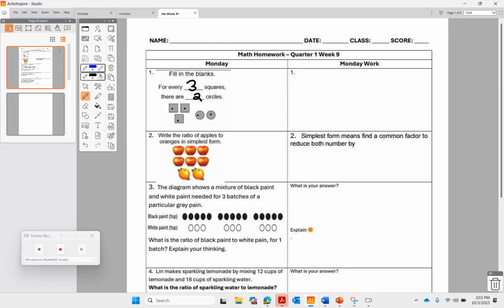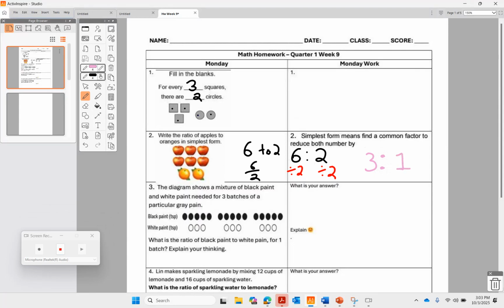So I'm going to say 6 apples to 2 oranges. I could also write 6 to 2, and I could also write 6 over 2. I want simplest form, which means I need a number that 6 and 2 are both divisible by. They are both divisible by 2. 6 divided by 2 is 3. 2 divided by 2 is 1.